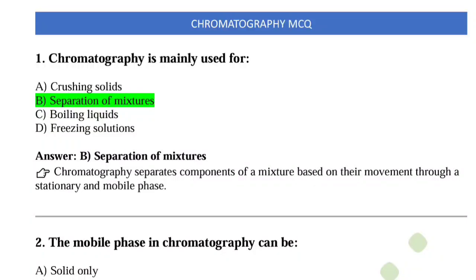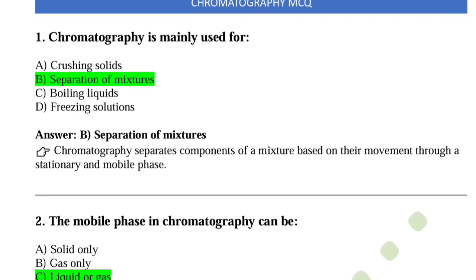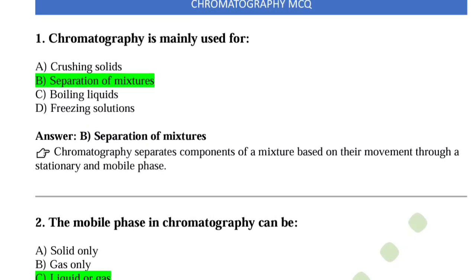Hello everyone. In this video we are discussing 25 most important MCQs from the topic chromatography. Very first question: chromatography is mainly used for? We all know that chromatography is mainly used for separation of mixtures. Chromatography separates components of a mixture based on their movement through a stationary and mobile phase.